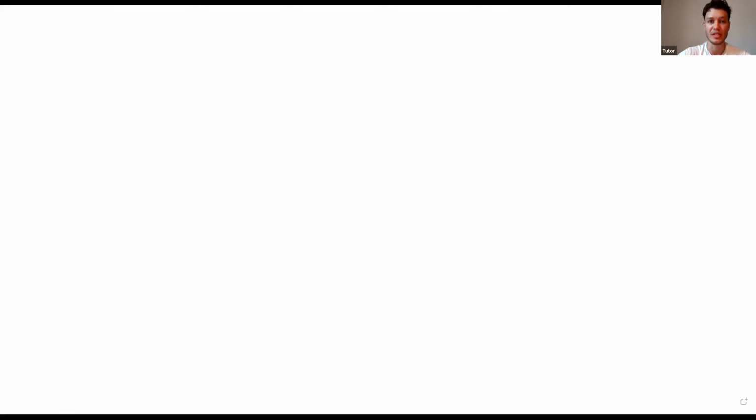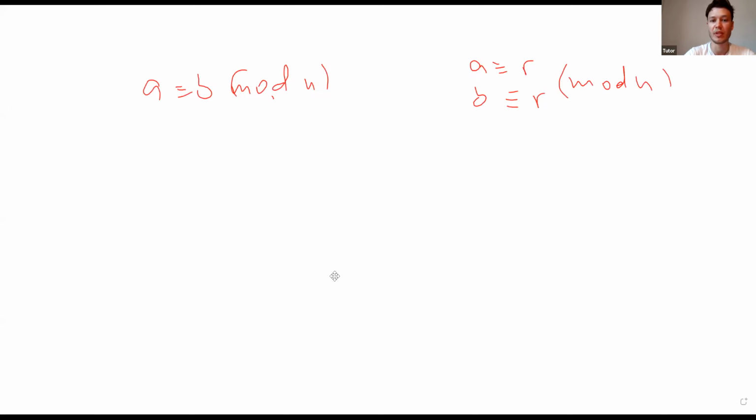So let's review some of the material that we studied in the past. A couple of things about modular arithmetic. We usually say that a is congruent with b mod n. What does this mean? It means that both a and b have the same remainder. So basically a has remainder r and b has remainder r mod n, right? So if you remove r from both of them, they're going to be divisible by n.